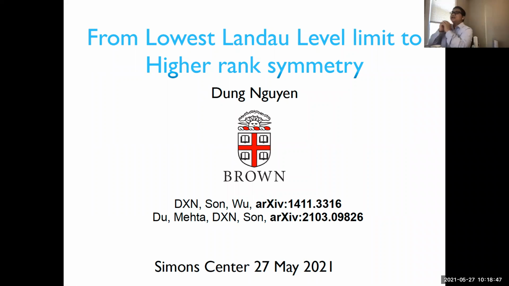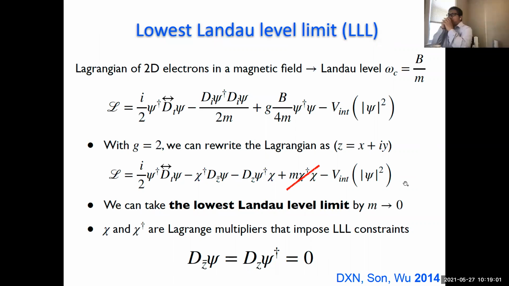So today I will discuss the relation between the lowest Landau level limit and higher rank symmetry, based on my paper with collaborators. Let's consider the 2D electron in a magnetic field with this simple Lagrangian. The D here is nothing but the covariant derivative. And here we also introduce the g factor that describes the interaction of the electron with the magnetic field.